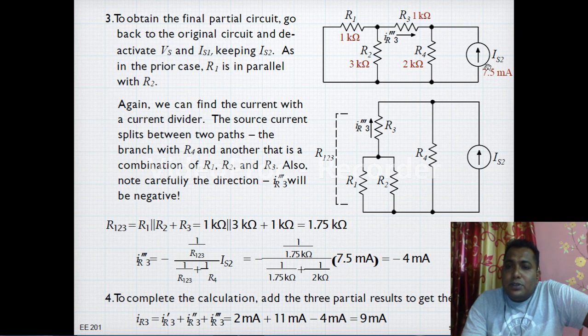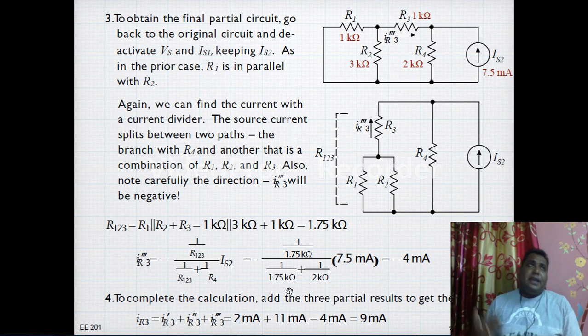For source 3, the direction of current is actually wrongly mentioned over here, it should be opposite. As the direction of current is this, definitely the current will flow like this. This is the wrong direction mentioned in the picture, my mistake. So the direction is actually opposite, and IR3 triple bar will be the negative of this. See, IR3 triple bar is negative as the direction is opposite.